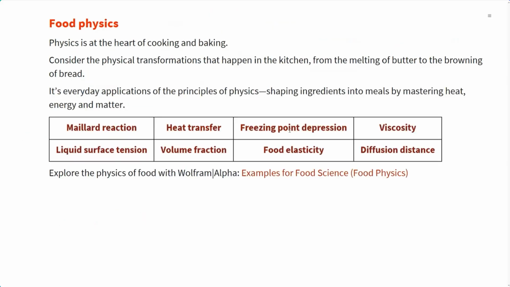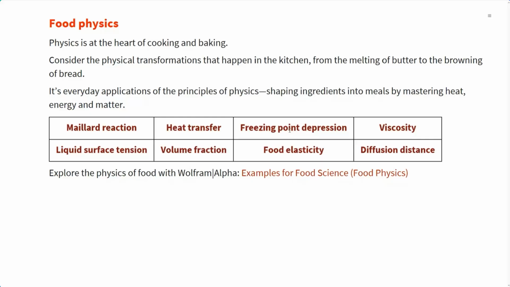I want to give a sneak peek here to food physics. We're next, food chemistry. Food is a lot about chemistry, but food is a lot about physics too. You think physics is really at the heart of cooking and baking, right? You think of all the physical transformations that happen in the kitchen every day. You're melting the butter, you're browning the bread, and so we're now introducing the principles of physics in terms of food and cooking and baking. So you'll see in Wolfram Alpha, we've introduced a food physics section in our food science examples.